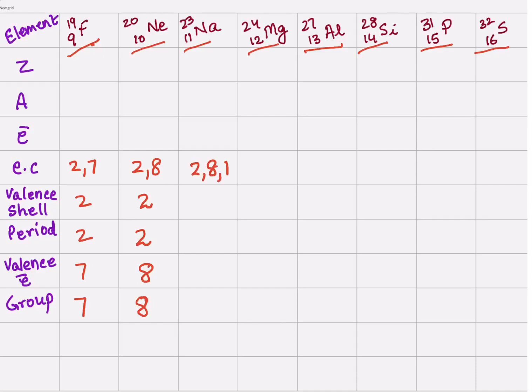Sodium, 2, 8 and 1. So now the valence shell is the third one. Period number would be 3. Valence electrons 1, so group number also 1. Go ahead, keep on filling these elements in the periodic table.